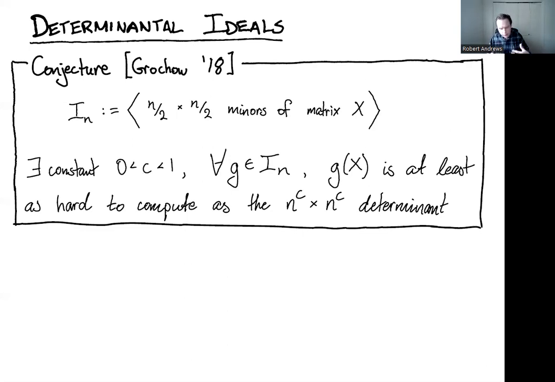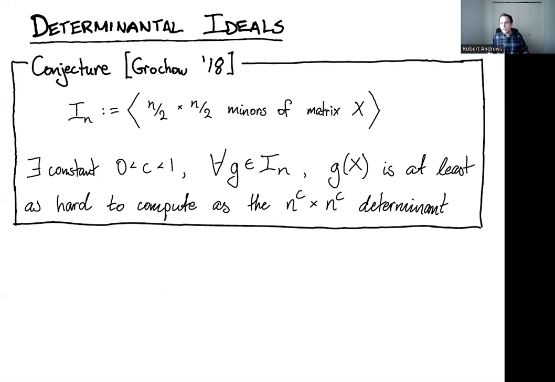Now, like I said, all the generators of this ideal are themselves determinants, and this seems like a natural thing to conjecture. The polynomials in this ideal also are tightly connected with matrix rank. The determinant is tightly connected to matrix rank. This seems plausible. Now, why am I telling you about this?